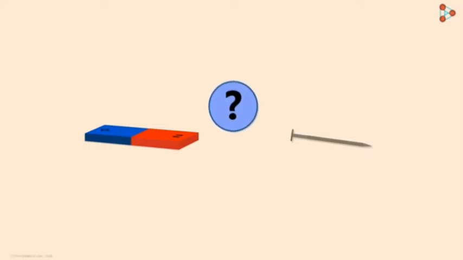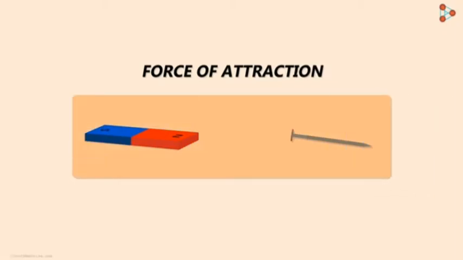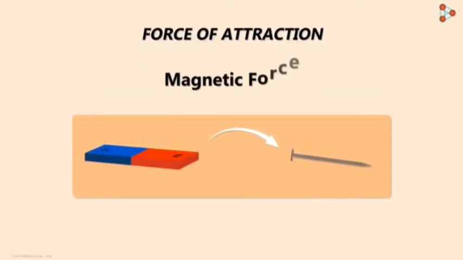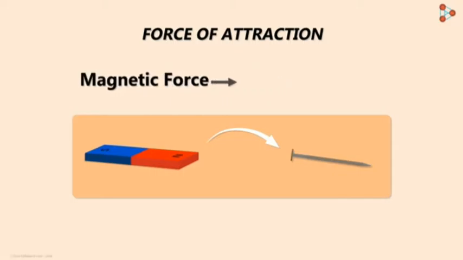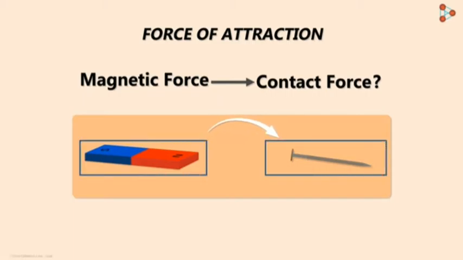So why does an iron nail stick to the magnet? This is because of the force of attraction that binds the magnet and the nail together. This force is applied by the magnet on the nail and hence it's called a magnetic force. Here is one interesting question that I want you to answer. Is magnetic force a contact force? In other words, is contact between a magnet and the nail necessary for the magnet to attract the nail?